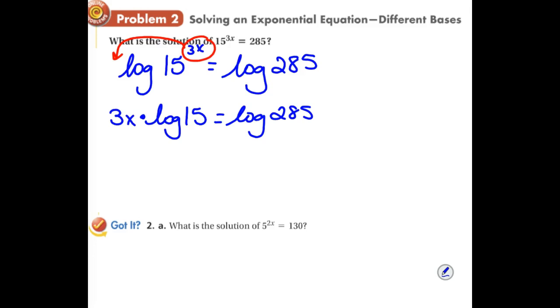The log of 15 is just a number. I don't know what the decimal is off the top of my head, but it's just a number. My calculator would give it to me, yes? If I did log of 15. Base here is base 10, so it's not a problem. My calculator can find it.